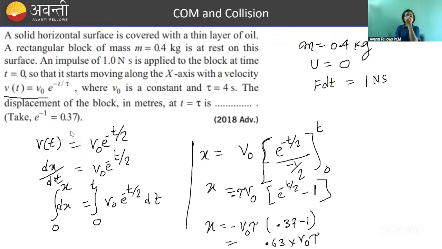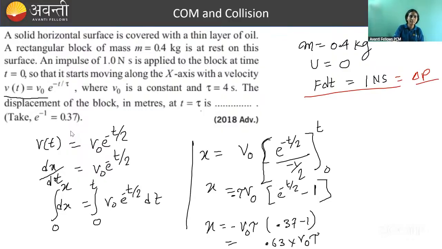Now the question is how to calculate tau. So tau आप निकाल लो. यहाँ पे देखो F dt का इंफॉर्मेशन दिया है. So this is basically change in momentum. Just before time t equal to 0, it is 0. Just after time t equal to 0, it will be some momentum because impulse is acting. Impulse acting का टाइम बहुत छोटा होता है ना? Yes, Ayush, that will be the answer.